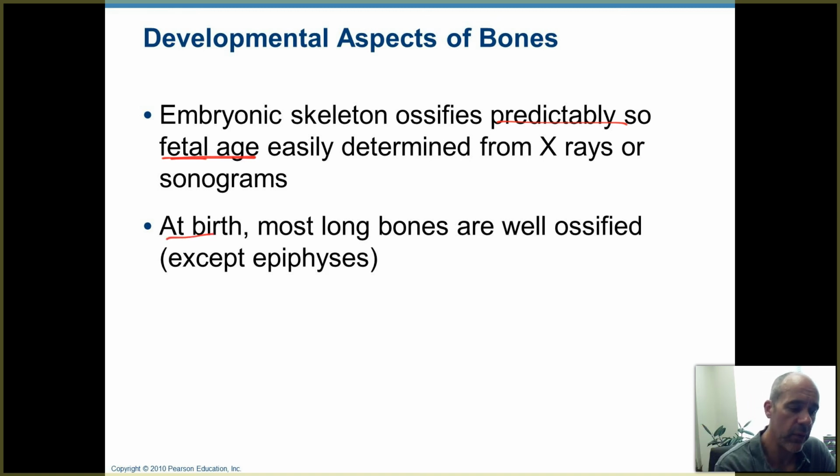And then by the time you're born, most of your long bones are well ossified, except for the epiphyses. You still have hyaline cartilage there. That's probably one of the things that makes babies so flexible. When a baby is first born, it's able to do things like stick its foot in its mouth pretty easily, and that flexibility is no doubt largely due to the epiphyses of the long bones still being softer hyaline cartilage. Your joints are more flexible.